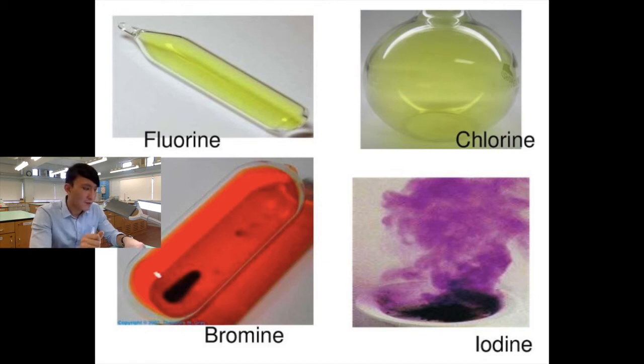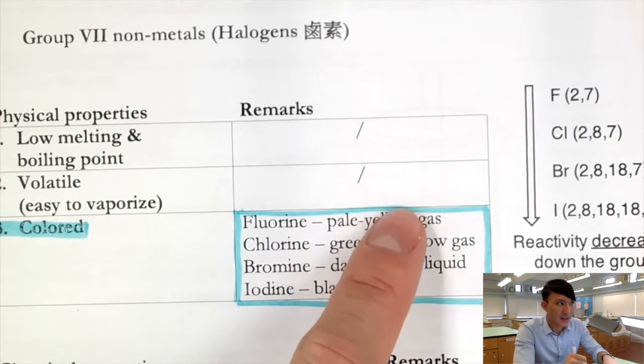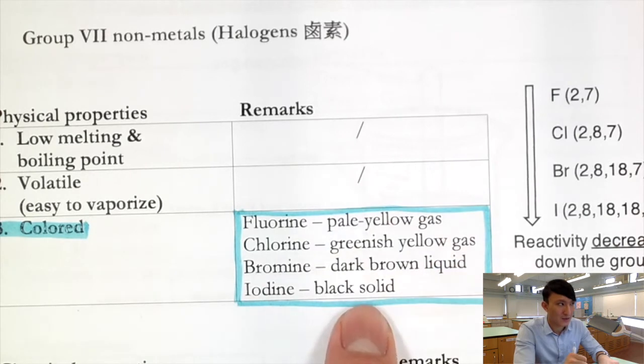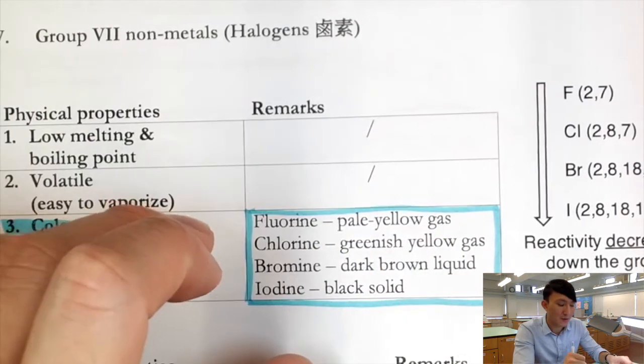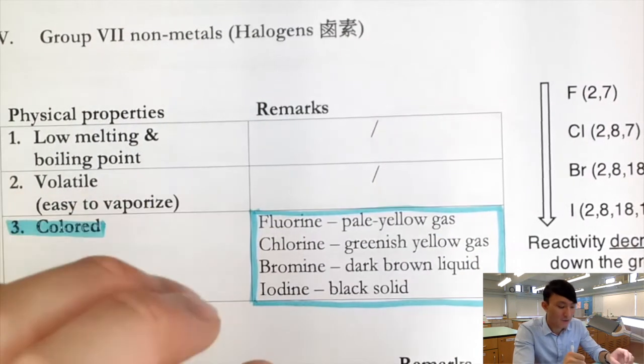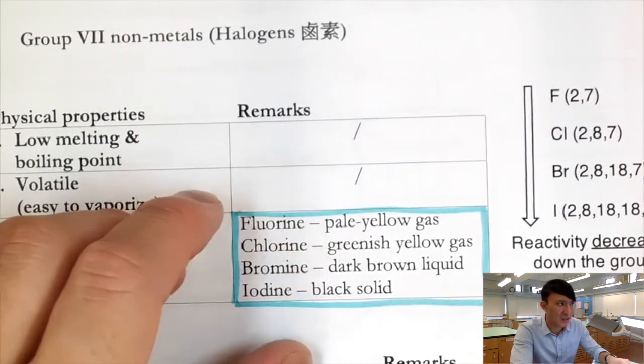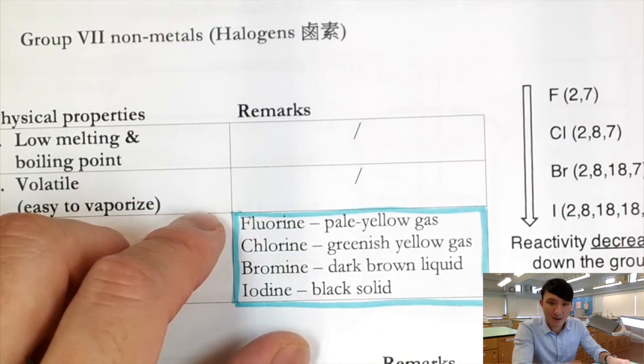Okay? Bromine is a liquid. It is actually one of the only two liquids on the periodic table. The other liquid is mercury. Now, bromine is a dark brown liquid. Iodine is a black solid. So you see, gas, gas, liquid, solid, and they have different colors. Make sure you memorize the colors. And remember, these colors are of the elements.